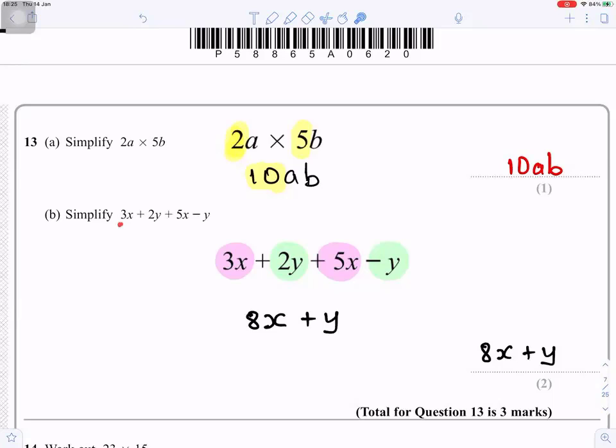Simplify 3x plus 2y plus 5x minus y. We collect the like terms. So I've highlighted the like terms. 3x plus 5x is 8x. And 2y minus 1y. They don't put the 1, but there's a 1. The 1y is equal to y. So your answer is 8x plus y.